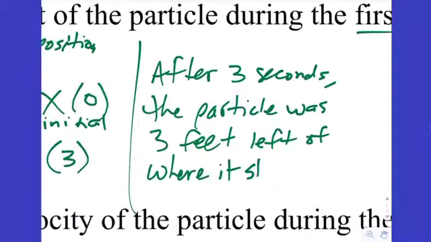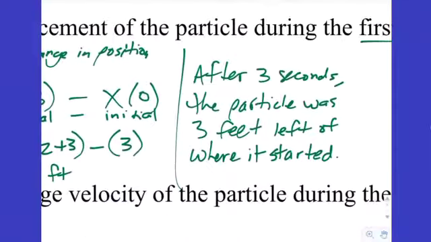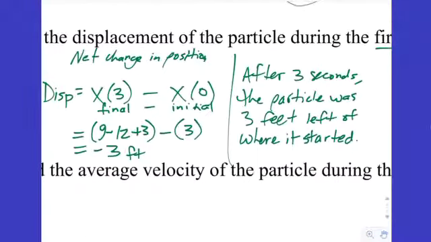You always want to interpret the sign of a vector. In this case, we're not saying decreasing because it's not a rate of change. The negative just means it was to the left of where it started. Now notice that that's a lot better answer than just saying, "After 3 seconds, the particle was displaced negative 3 feet." What does that mean? Oh, it was to the left of where it started.